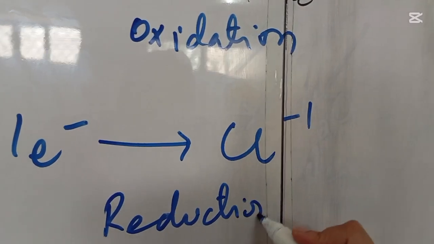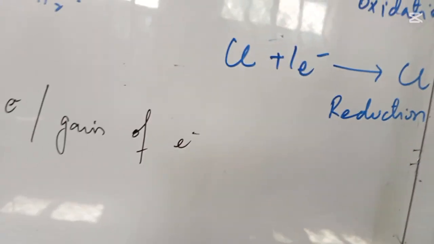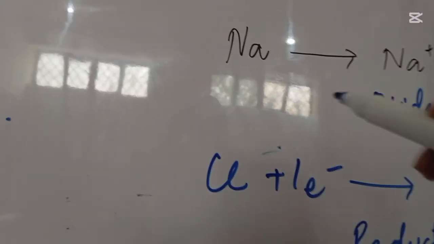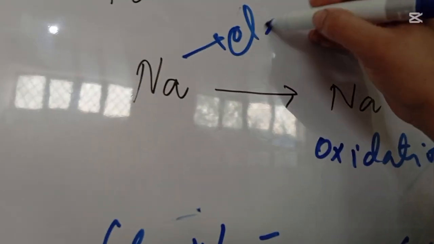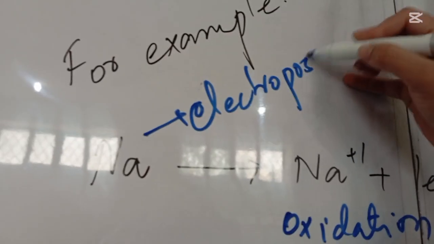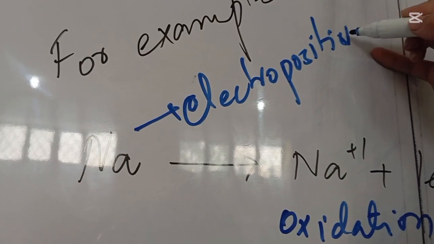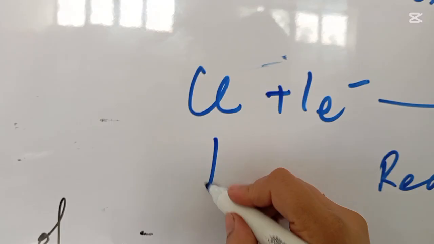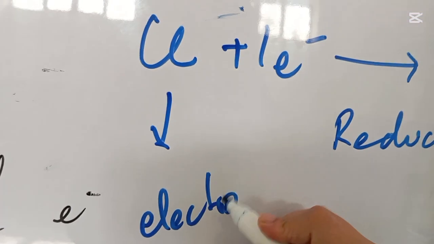So in general you can see that all the metals are electropositive in nature. So we can say that all metals undergo oxidation, whereas all the non-metals undergo reduction because of their electronegative property.